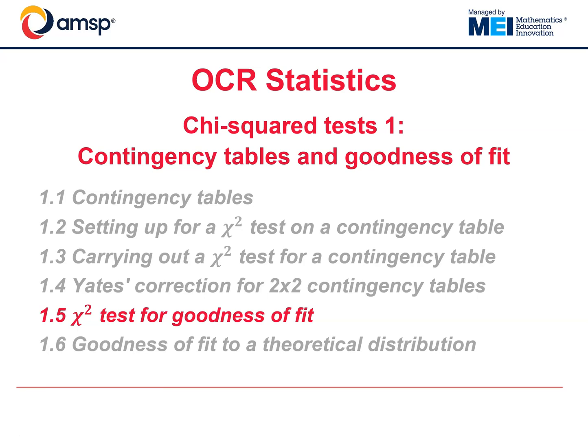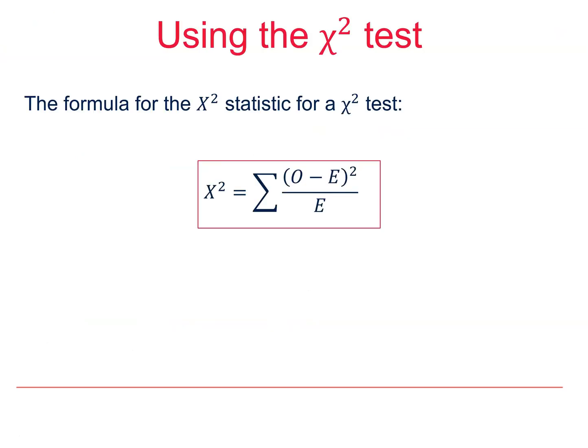Hello, welcome to this OCR Further Maths Statistics video, the fifth in the series looking at chi-square tests, and this time looking at goodness of fit. You should already know how to work with a contingency table to create a chi-squared test statistic to test for association.